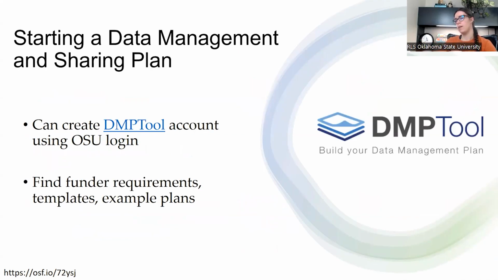And if this is something that you need to start putting together, either because you think it's a good idea or it's a requirement for your particular funding agency, and you don't really know how to get started, I would encourage you to check out DMP Tool. They not only have a pretty robust list of funder requirements, but they also have some really nice templates and example data management and sharing plans to give you an idea of how your plan will ultimately end up looking and what sorts of content belong in it.